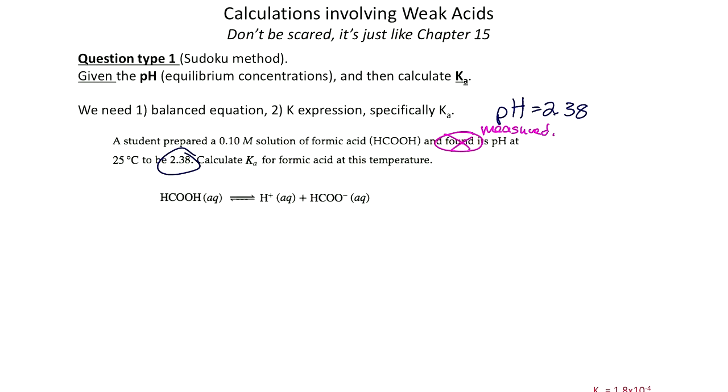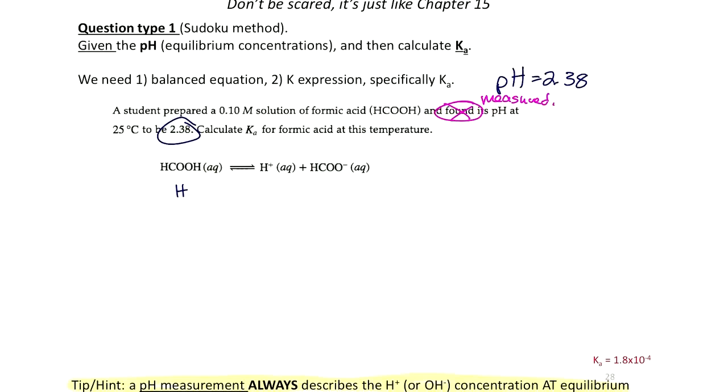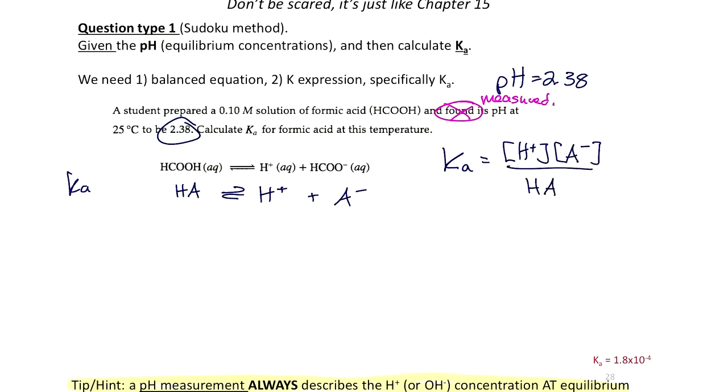Okay, so let's do the ICE table. Here's the Ka expression, but we can also just write a generic K expression here. We can just write HA goes to H plus plus A minus. This is just a generic Ka expression, because this is a weak acid. Remind ourselves that Ka for this expression is equal to H plus concentration times A minus concentration over HA concentration. Right, products over reactants.